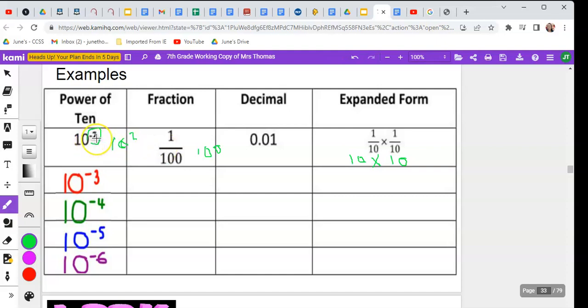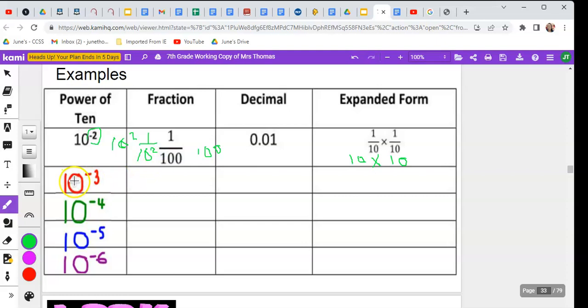So 10 to the negative 2 is 1 over 100, or it's in the 100th place. Notice there are negative 2 here and 2 zeros at the bottom of the fraction. We can also write it as 1 over 10 to the second power.